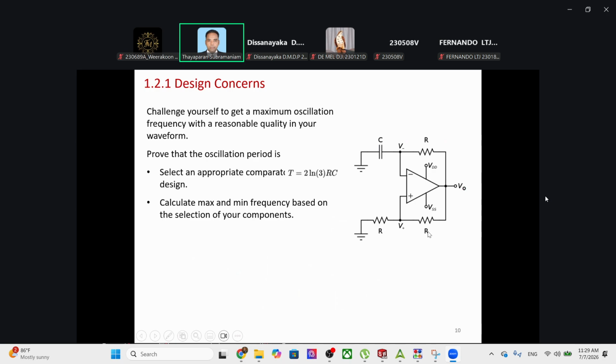Select an appropriate resistor. Remember, R is too low. Suppose the non-inverting input current to the op-amp is 2 nanoamp, and you have 1 milliamp in the resistor path. It is not optimized, right? So roughly you can have about 100 times higher.